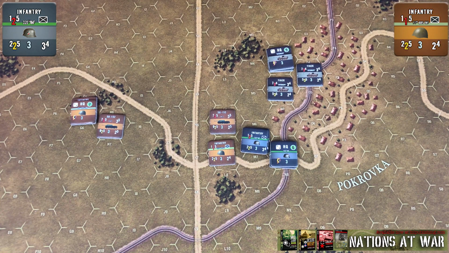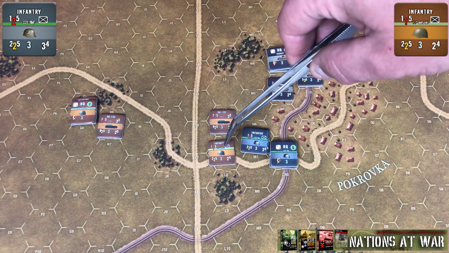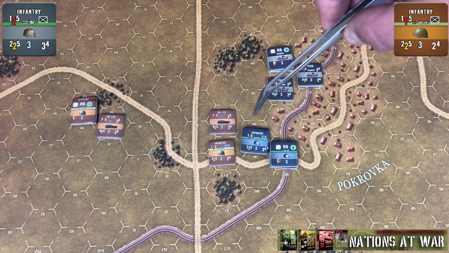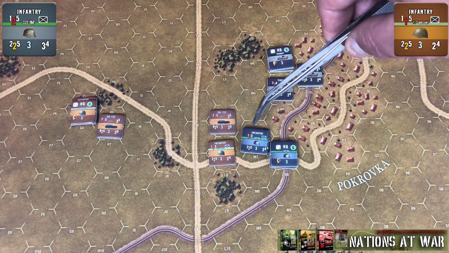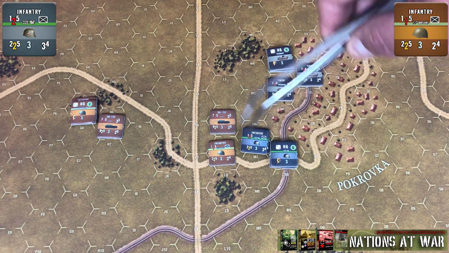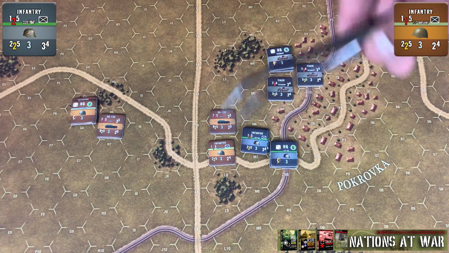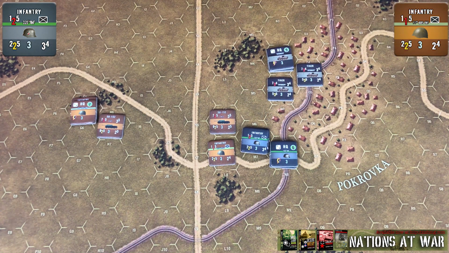Now, when you're resolving your hits, the hits must be spread out as evenly as possible between the units involved. So let's say there were 2 hits scored from our Russian infantry into our German infantry here. They would each have to take one of the hits, versus one of the infantry eating both of them. You resolve them as evenly as possible, and if you have any remainders, just roll a dice and determine randomly which unit gets affected.